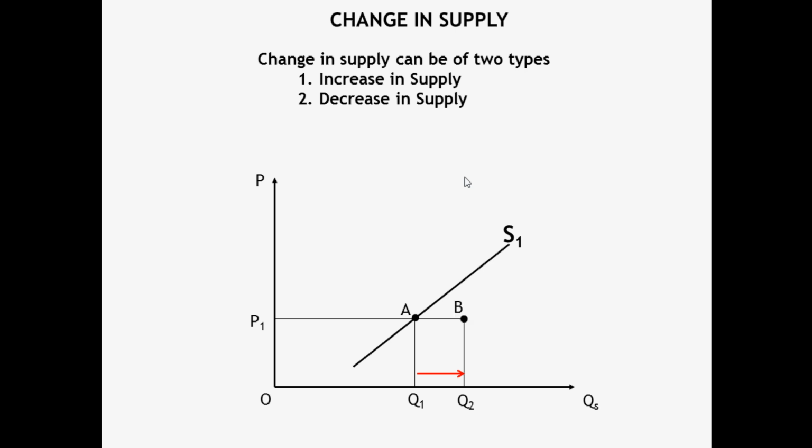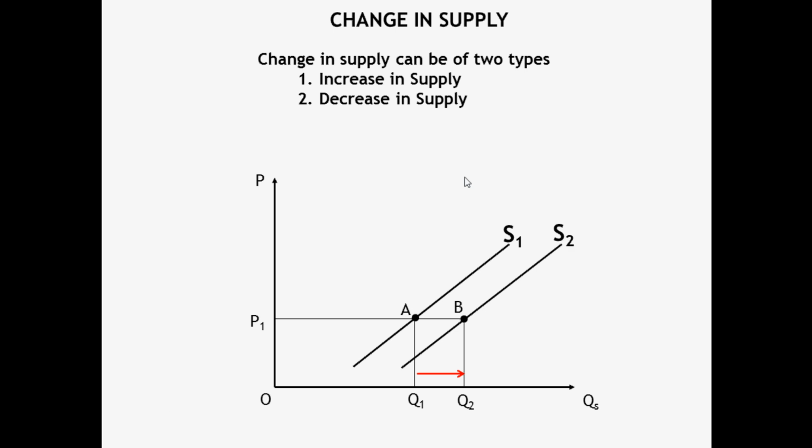Here, the movement from A to B is not due to the change in price. Price is fixed at P1. This movement is due to the fall in input price. Therefore, this rise in quantity supplied is increase in supply, and our new supply curve will pass through the point B and shifts to the right from S1 to S2.